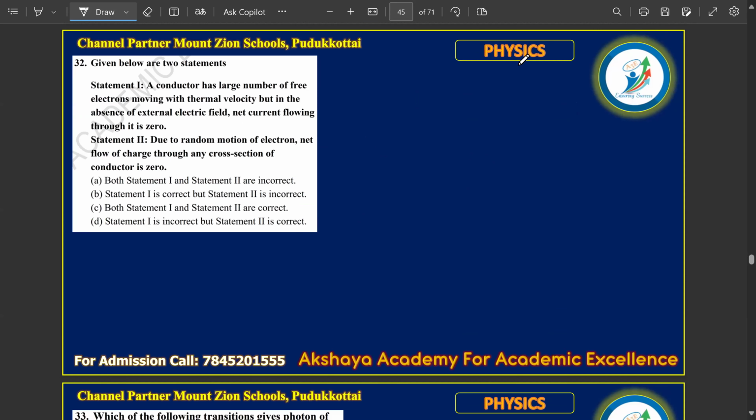Question number 32. Given below are two statements. Statement 1. A conductor has a large number of free electrons moving with the thermal velocity, but in the absence of an external electric field, the net current flowing through it is 0. Statement 1 is obviously right. Statement 2. Due to random motion of electrons, the net flow of charge through any cross section of the conductor is 0. So both the statements are correct. The answer for question number 32 is option C.